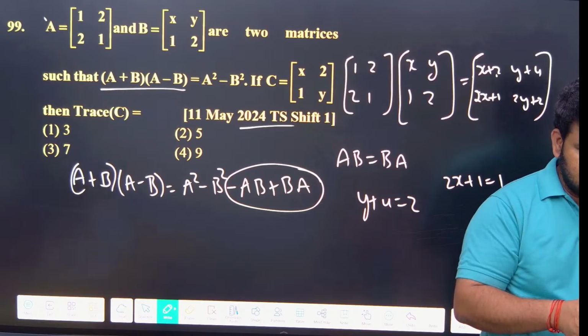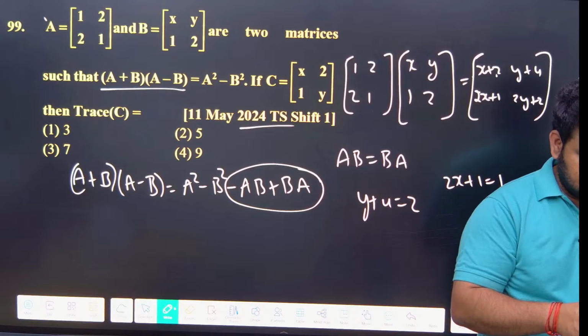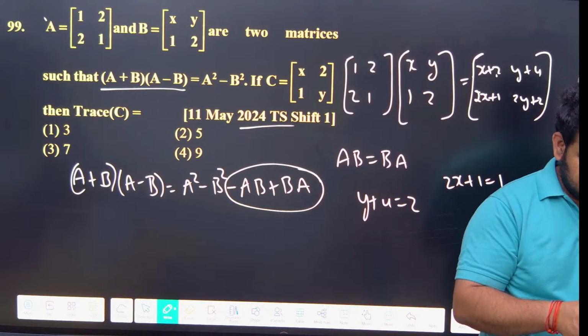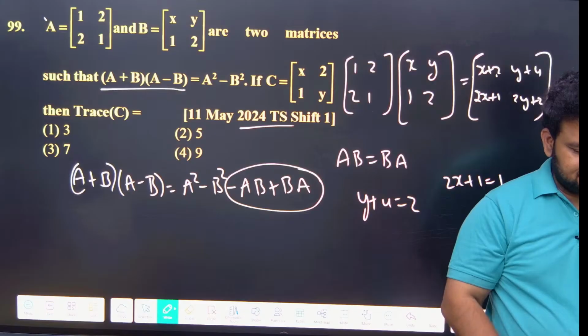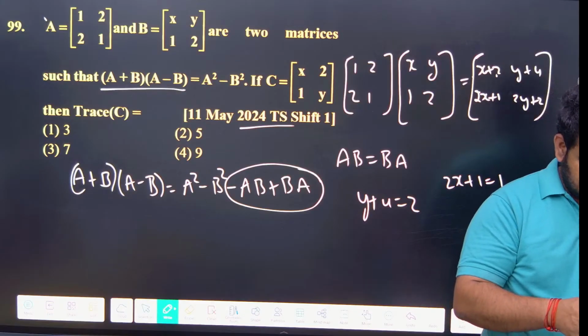AB not equal to? Why is it not coming? It should come. Definitely it should come. Then only it will be equal to a square minus b square.